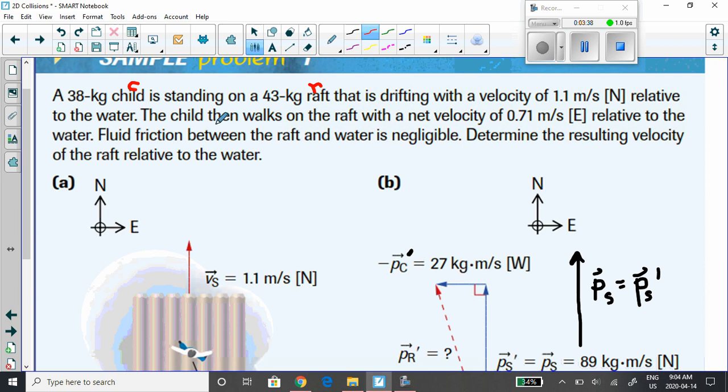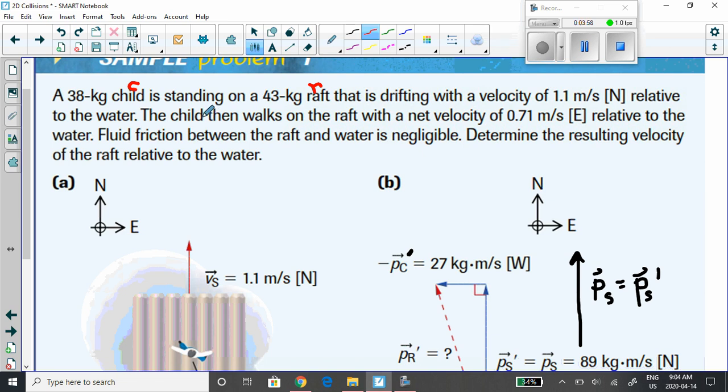The child then, so this would be after. The before situation is the child not walking. The after situation is the child walking. And then how the raft responds, because we have to conserve momentum. This is a type of collision, if you will, as the feet hit the raft.